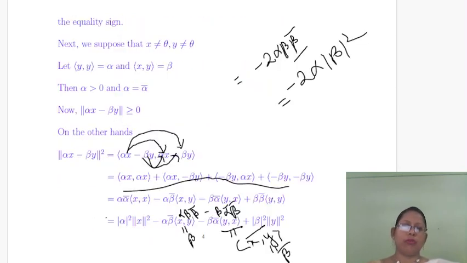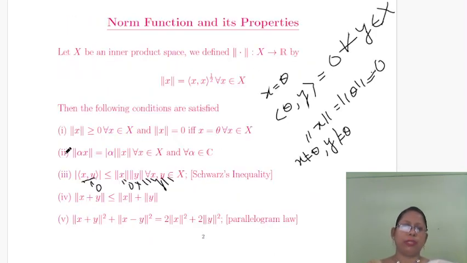Now I am going to prove the fourth property. What is the fourth property? The fourth property is that the norm of x plus y is less than or equal to the norm of x plus the norm of y.